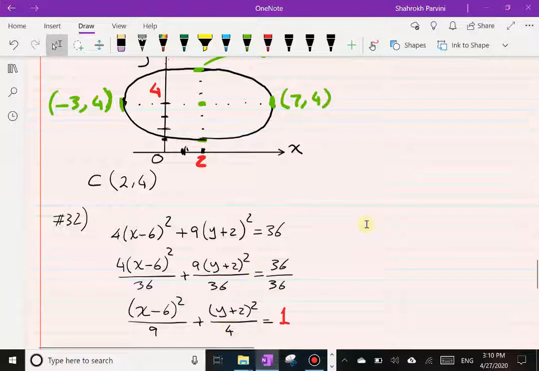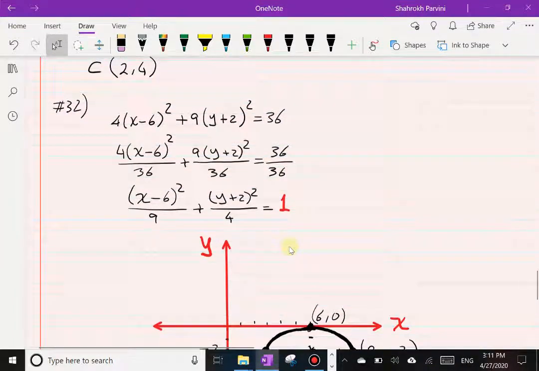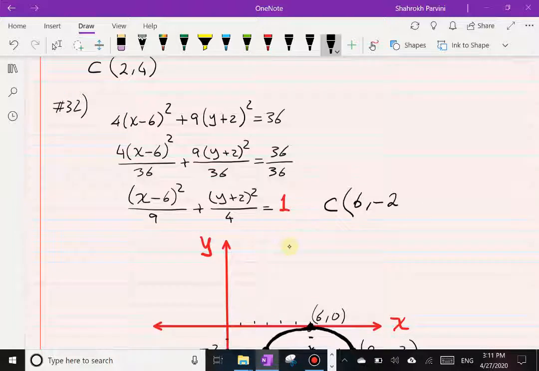And now I have the ellipse that's in standard form, the HK form. H is going to be opposite of negative 6. That means 6. K would be opposite of 2, negative 2. And there we have it. I didn't write it this time. Let me write it. The center of the ellipse is going to be 6, negative 2.